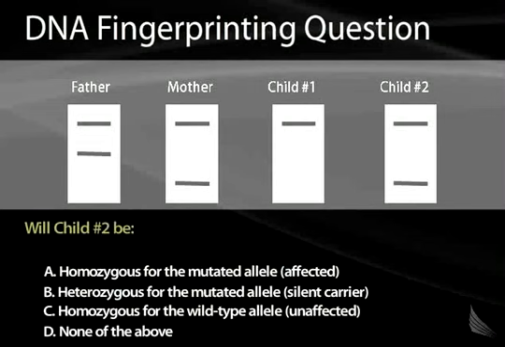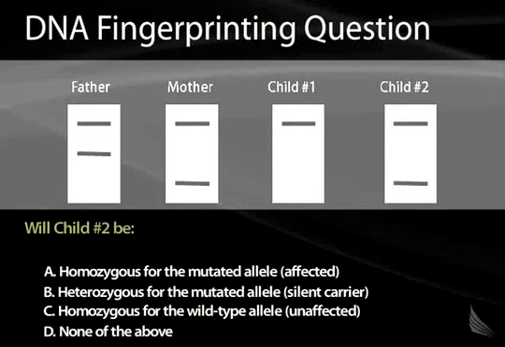The mother has a long fragment and a short fragment. And the first child, the child who was affected, has only a long fragment. What that means is that that child is homozygous for that particular restriction fragment length polymorphism. Now, the child for which the amniocentesis was performed then has a genotype that looks very much like the mother. He has one of the long alleles and one of the short alleles.